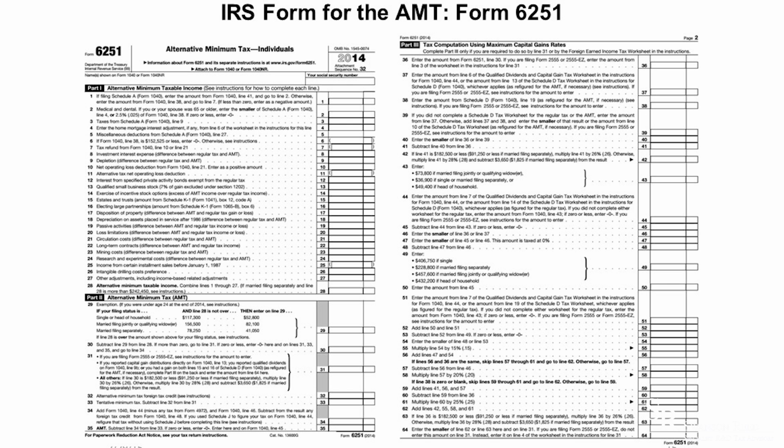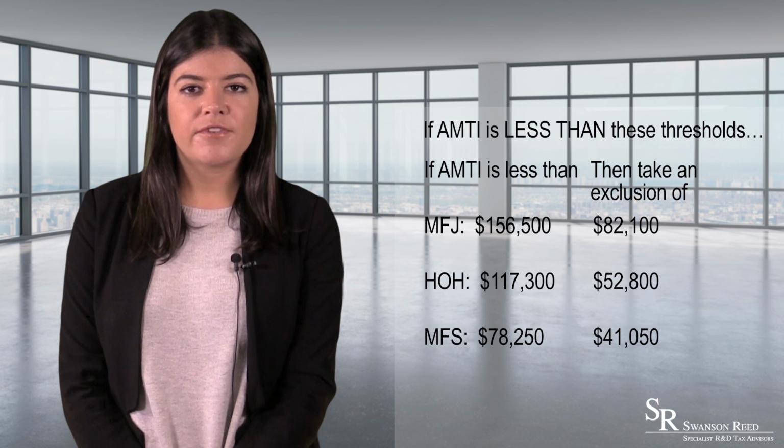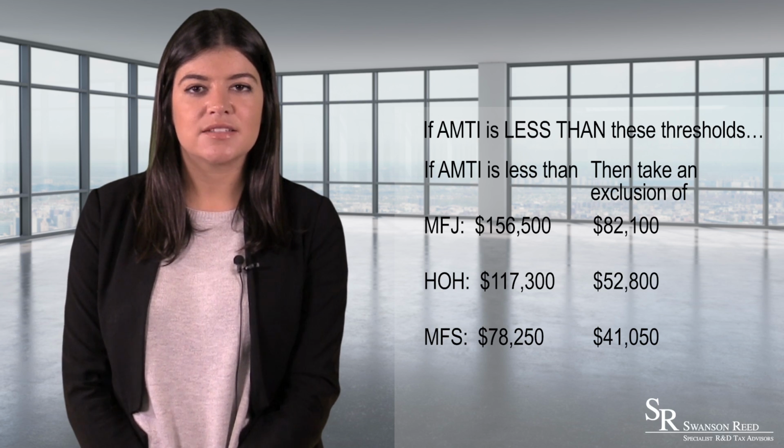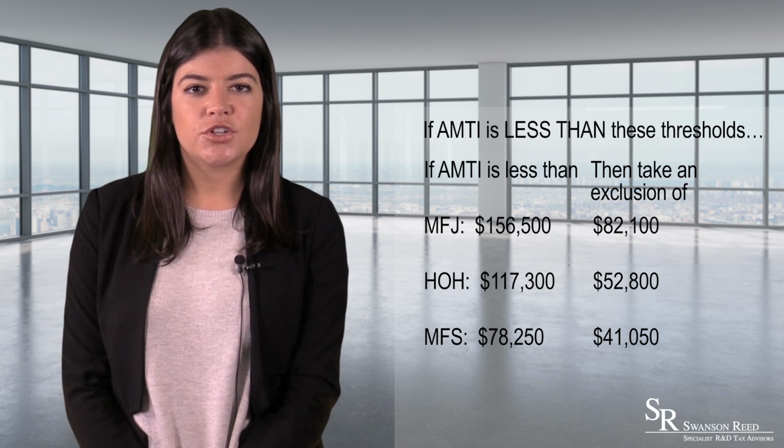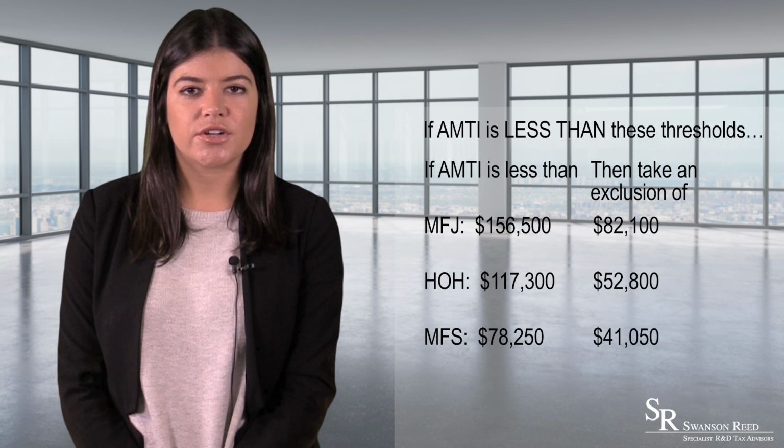Step 2 is to adjust the alternative minimum tax income. The IRS form for the AMT is Form 6251. There are 3 AMT thresholds. If you are married filing jointly and your AMTI is less than $156,500, then take an exclusion of $82,100.